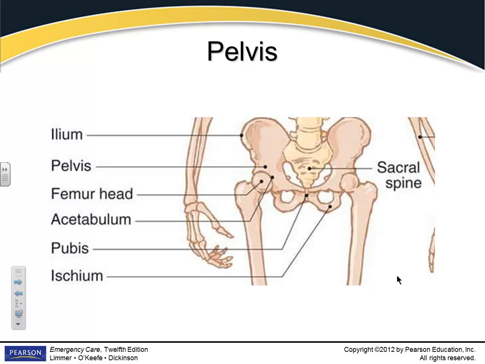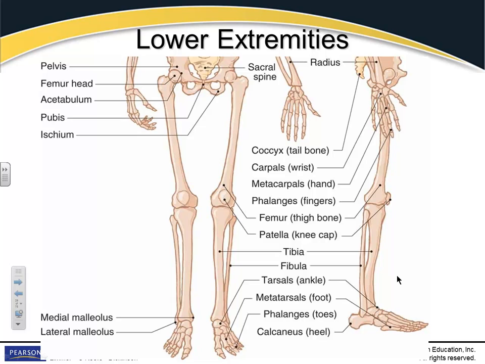These are the ones, when Granny falls and breaks her hip, it's very common that she's broken off that femur head. Sometimes they break the ilium up here, but femur head's very, very common there. Okay, lower extremities, I think we've already been through these pretty well.